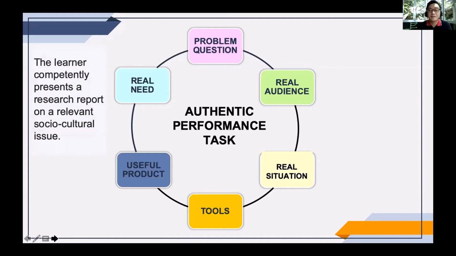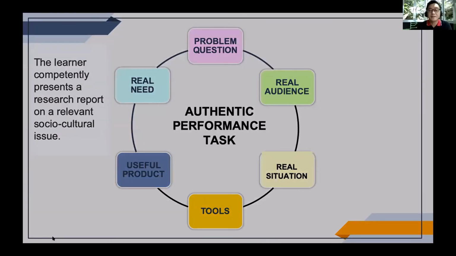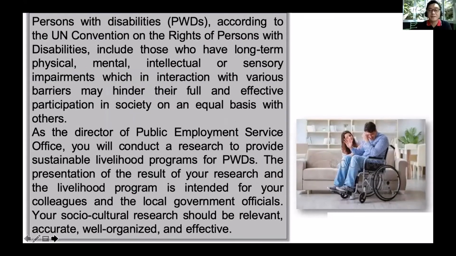Here's an improved version of that sample a while ago. Persons with disabilities, according to the UN Convention on the Rights of Persons with Disabilities, include those who have long-term physical, mental, intellectual, or sensory impairments which in interaction with various barriers may hinder their full and effective participation in society on an equal basis with others. As the Director of Public Employment Service Office, you will conduct research to provide sustainable livelihood programs for PWDs.